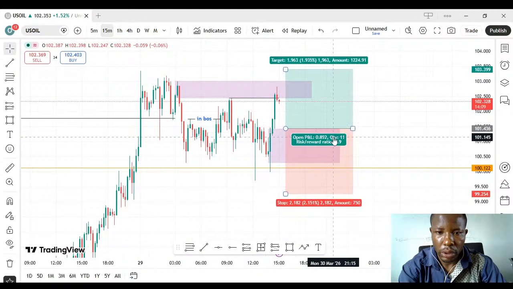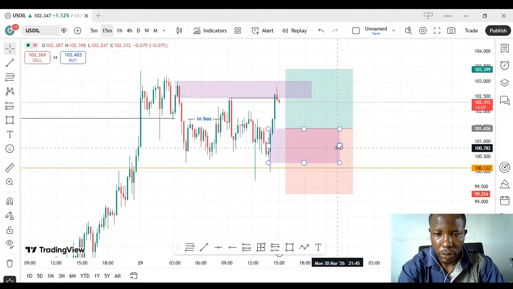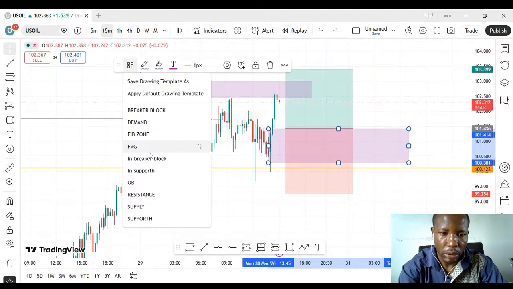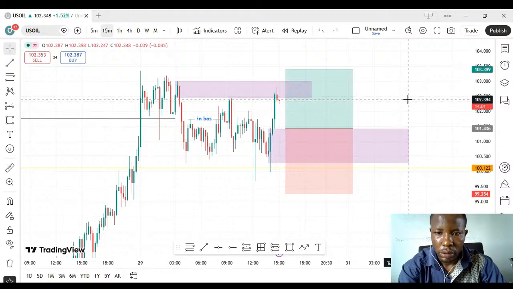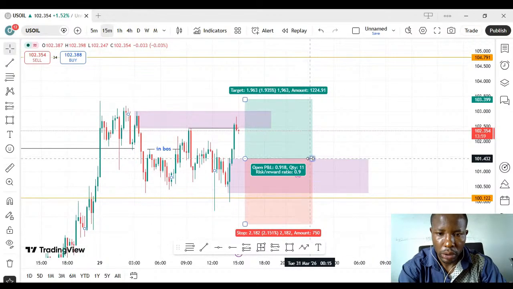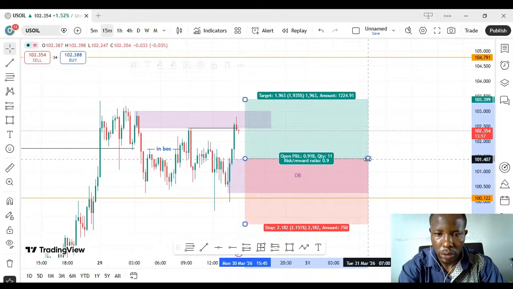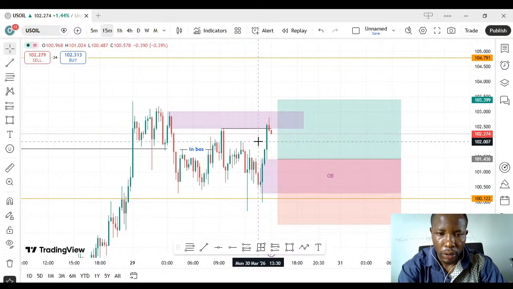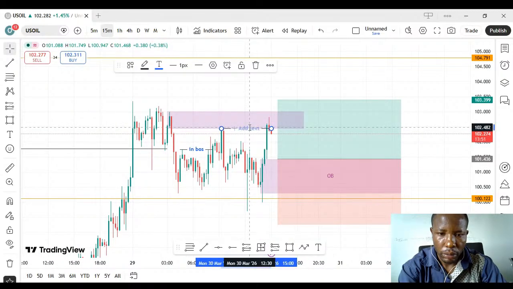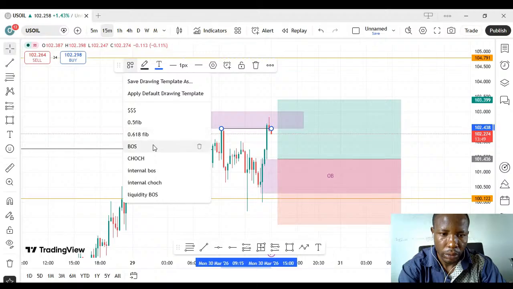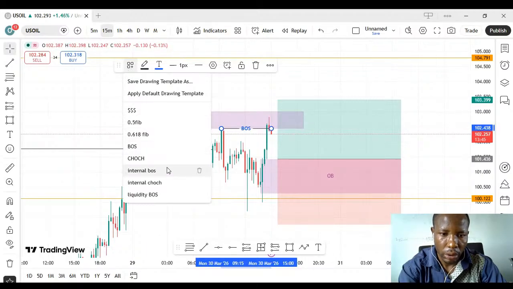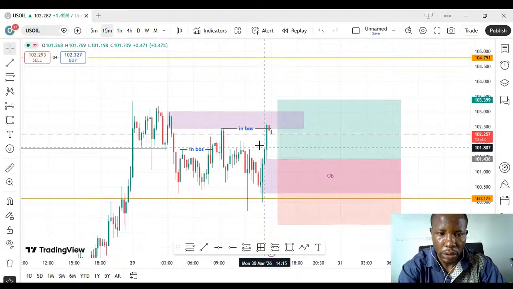So guys, we're taking this trade. So mark out this as another block. Then set your pending orders on US oil. Let's join US oil from here. So this is a break of structure right now, 15 minutes. Internal BOS, sorry. So there is internal BOS there.